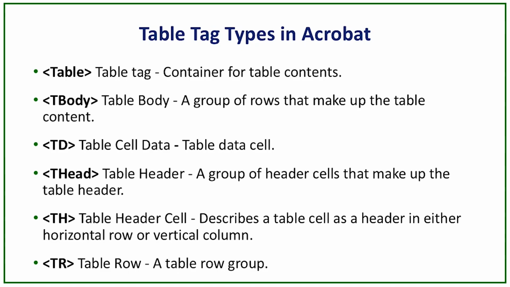The T-head tag is a group of header cells that make up the table header. The TH tag describes a table cell as a header in either horizontal row or vertical column. The TR tag is a table row group.